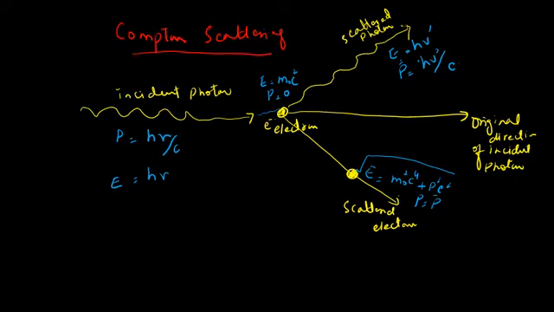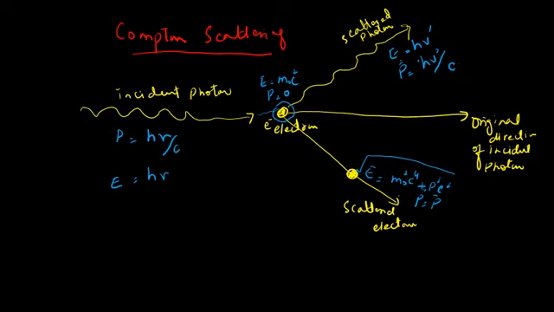Now it has some momentum. Here the incident photon, which is a highly energetic photon, gives an amount of energy to the electron, which is at rest. As a result, the electron gains energy from the incident photon and scatters in a different direction, and the photon also gets scattered in a different direction. The scattered photon has different energy than the incident photon, and as a result it has different momentum than the incident photon.